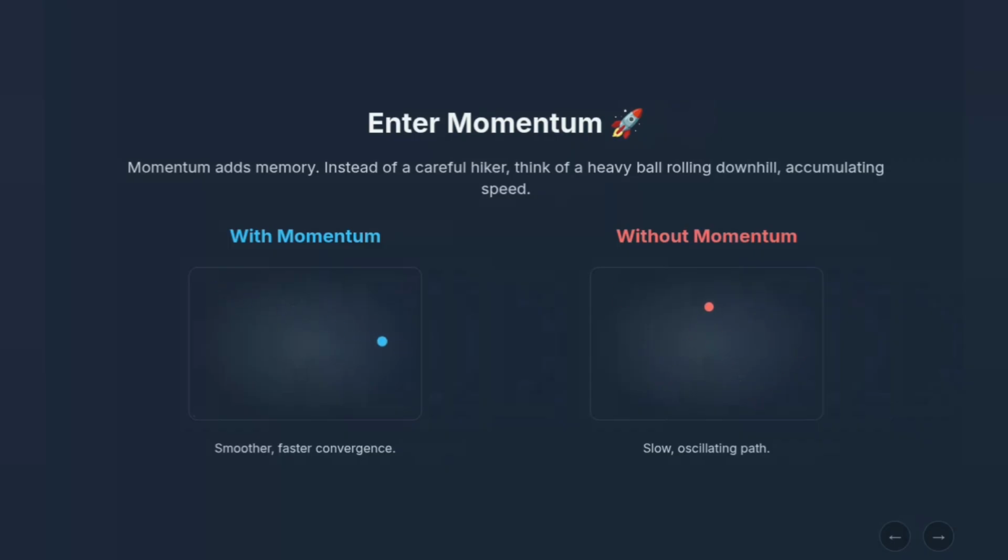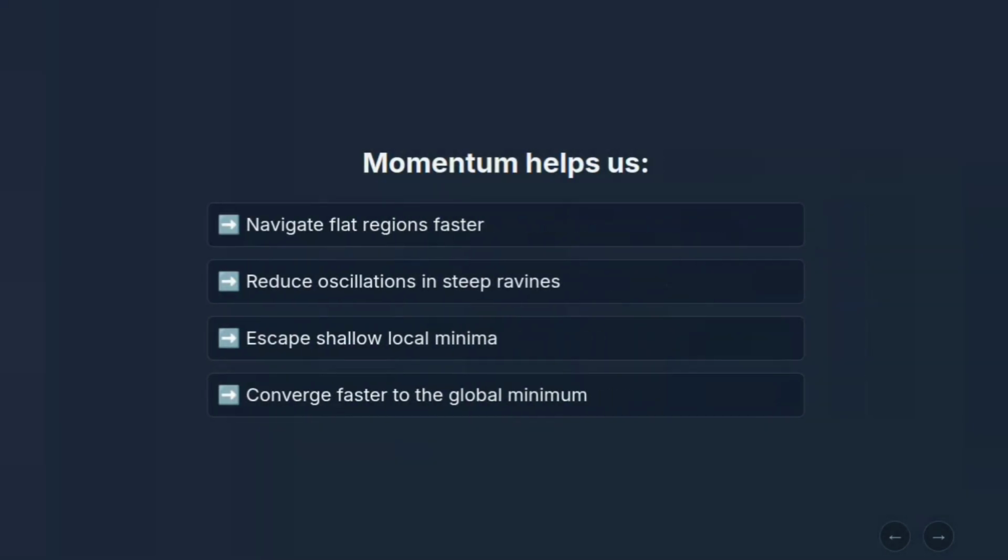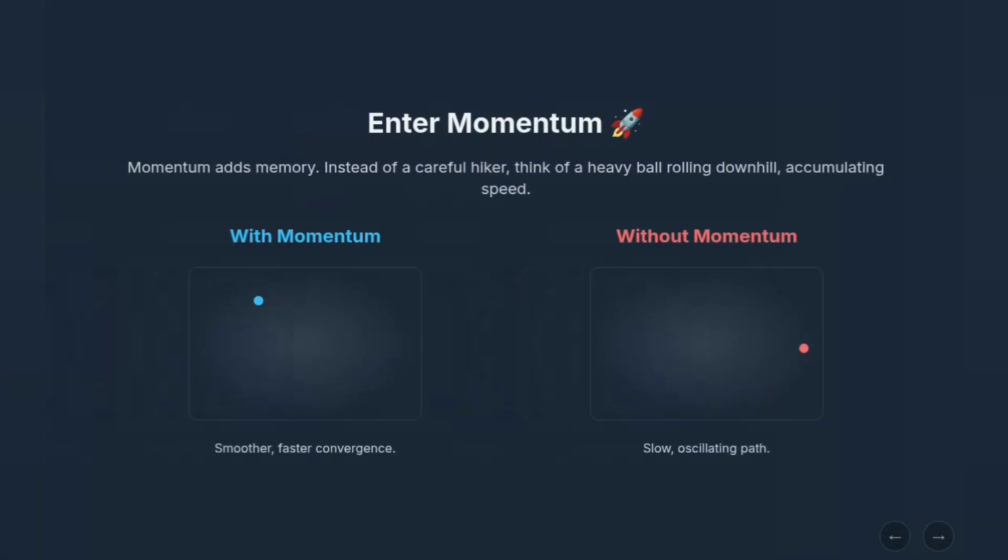In mathematical terms, momentum accumulates gradients from previous steps, creating a velocity term that helps us navigate through flat regions faster, reduce oscillations in steep ravines, escape shallow local minima, and converge faster to the global minimum. Look at this beautiful comparison. See how momentum-based optimization creates smoother, faster convergence compared to vanilla gradient descent?